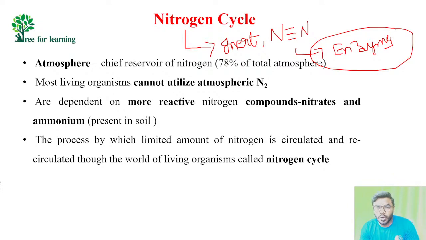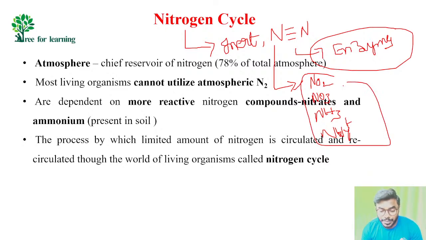Plants and animals can't break down the nitrogen, but they can't survive without nitrogen. So what is the ultimate goal? The ultimate goal is that someone has to break down the nitrogen into its simplest forms. What are the simplest forms of nitrogen, friends? NO2, NO3, NH3 and NH4 plus. When someone converts nitrogen into these simple forms, we plants and animals can easily utilize it. So who will fix nitrogen into simple forms? Of course, the bacteria.